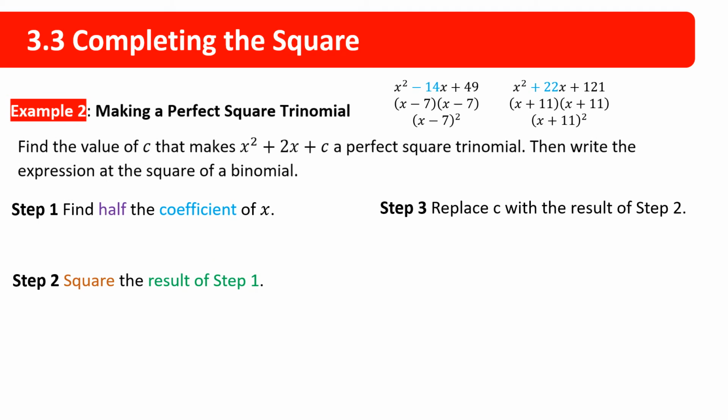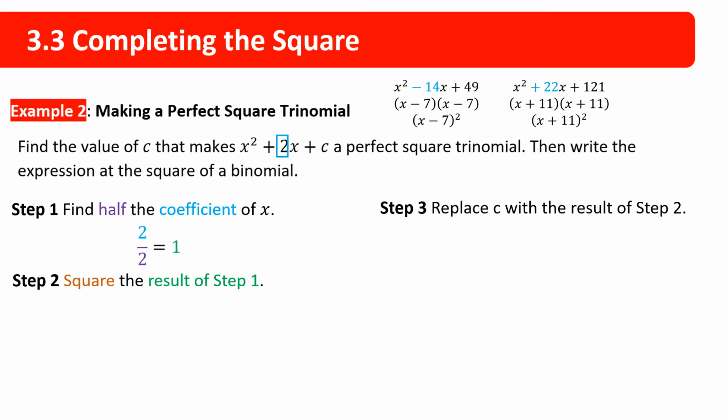Let's try that one more time. We now have x squared plus 2x plus c, and we'd like to know what value of c will make this expression a perfect square trinomial. To do so, we look at our b value, which is 2, and we take half of that. Half of 2 is 1.